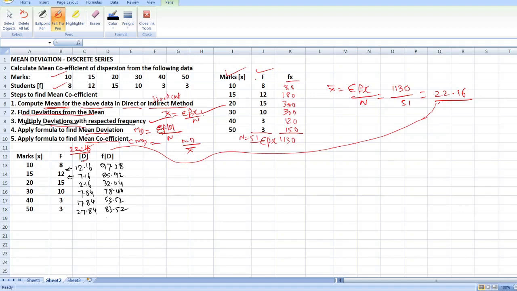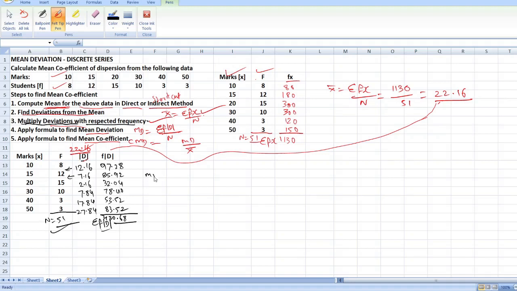Students, you have to sum this up. When you total the deviation from mean multiplied by respective frequency, denote that as summation f into d. That comes to 430.68. And you have to find the total frequency also, that comes to n is equal to 51. Now you have got summation f into d and also n, the total frequency.